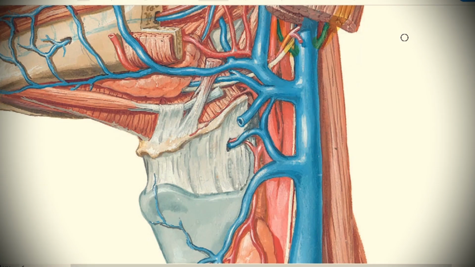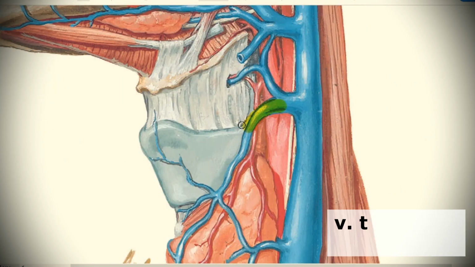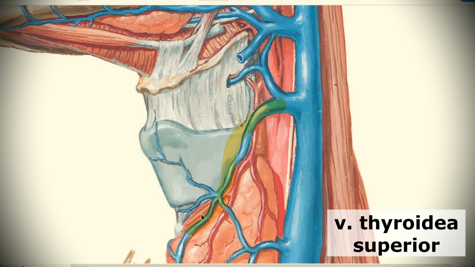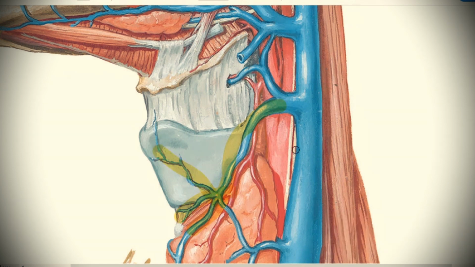Next, a few veins accompany arteries of the neck. You remember them, they have the same name, and they drain the same region that these arteries supply. So, for example, vena thyroidea superior, as you can see, goes next to arteria thyroidea superior and drains blood from your thyroid gland, from muscles of larynx, from larynx.